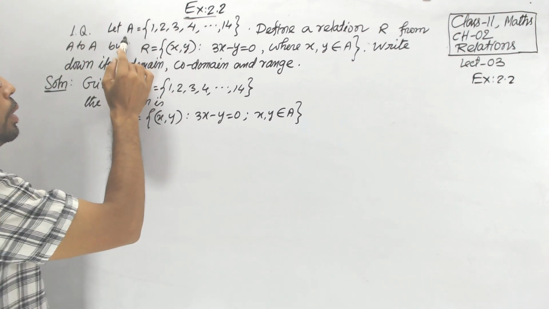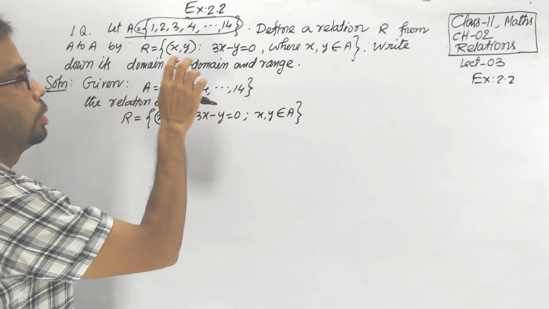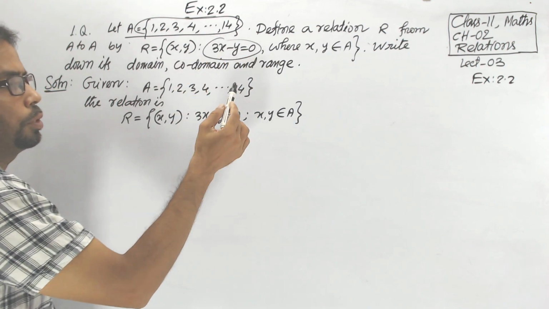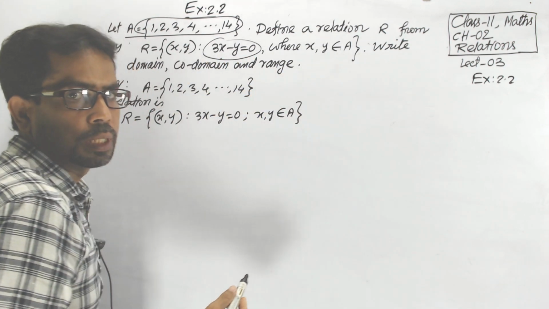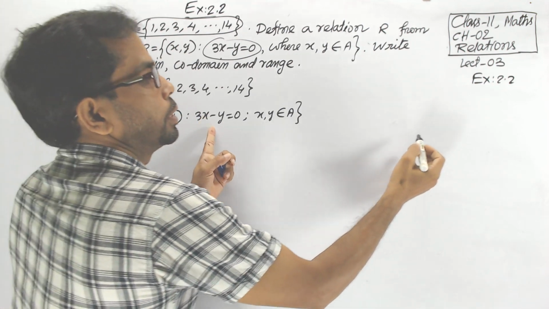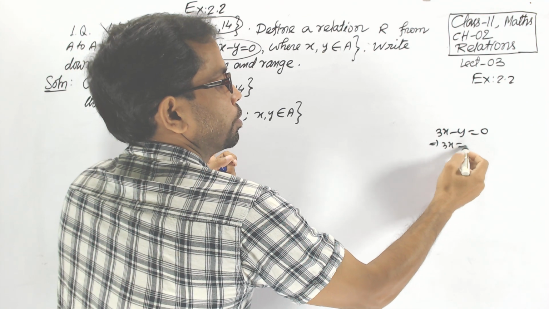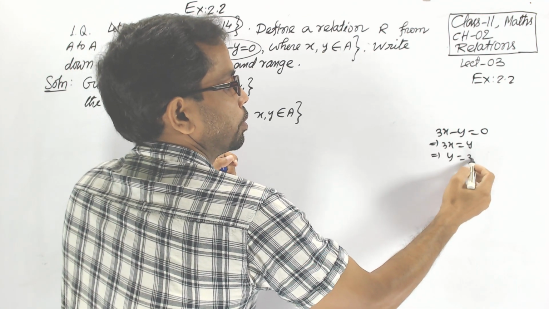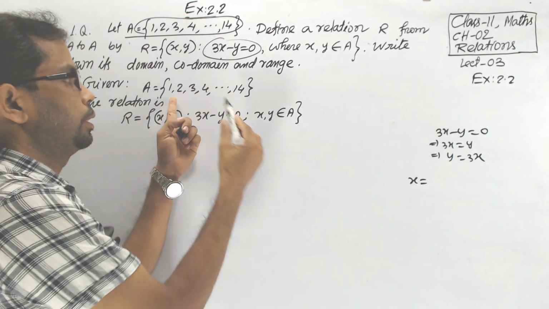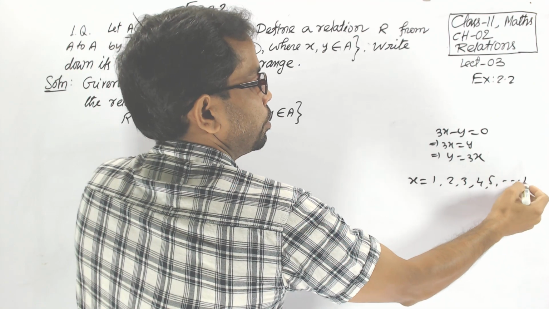on the set A 1 to 14, define a relation. That means the relation is made by the pairs xy in which x and y are connected by this equation, where x and y both should be in set A. So x and y are connected by 3x minus y equal to 0. That means 3x is equal to y, or we can write y equal to 3x. X can take any value from this set, 1, 2, 3, 4, 5 up to 14.